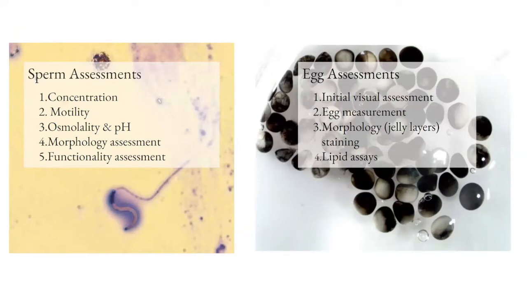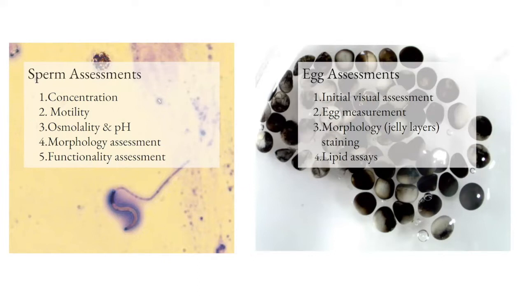The talk will be divided into two segments. First, we're going to talk about the different sperm assessments you can do, from highly basic assessments like concentration and motility, to a little more advanced, looking at osmolality and pH, to even more advanced, looking at the morphology of your sperm, what it's supposed to look like, if there are any issues, and the functionality, so whether the sperm is working like it should.